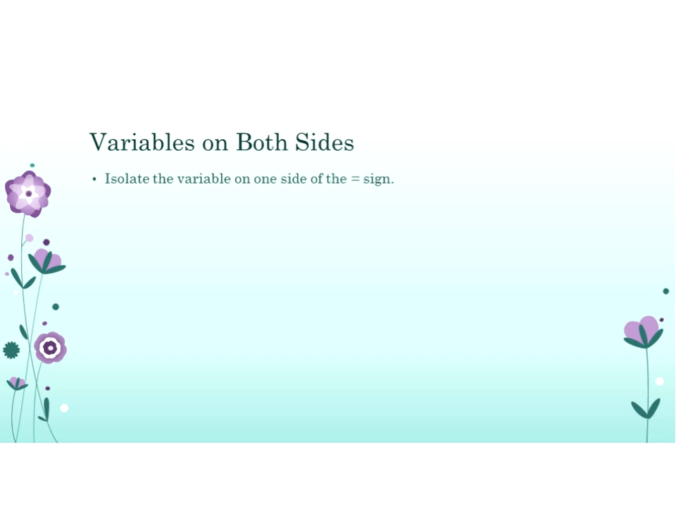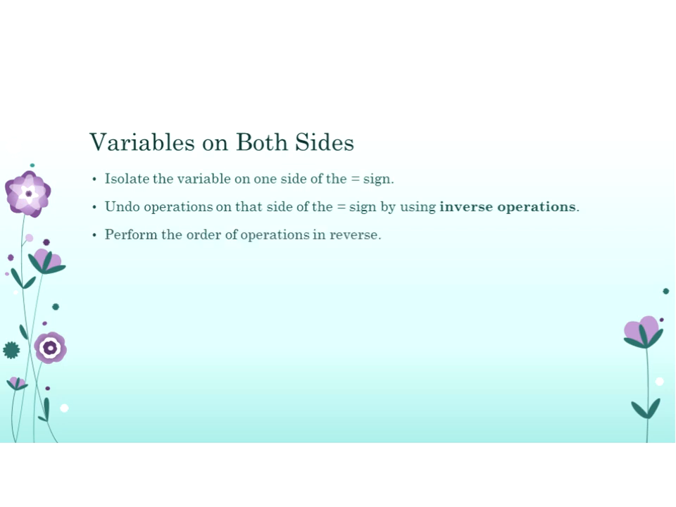Variables on both sides. Your goal when you see a problem like this is to isolate the variable on one side of the equal sign. You can't solve an equation when you have variables on both sides of the equal sign. So to undo operations on that side of the equal sign, you're going to use inverse operations, same as solving one-sided equations. And then you're going to perform the order of operations in reverse after you have isolated your variable onto one side. Keep in mind, you have to keep the equation balanced by doing the same thing for both sides. So here's an example.